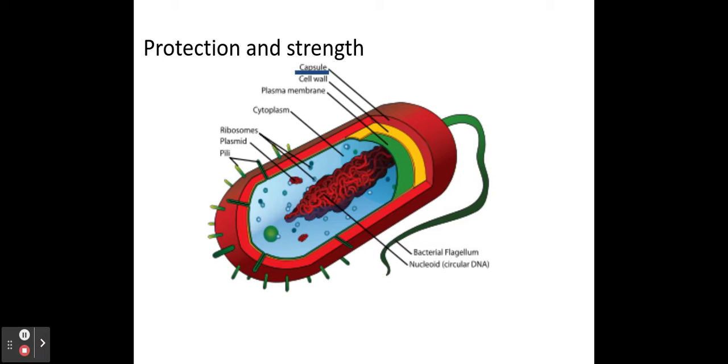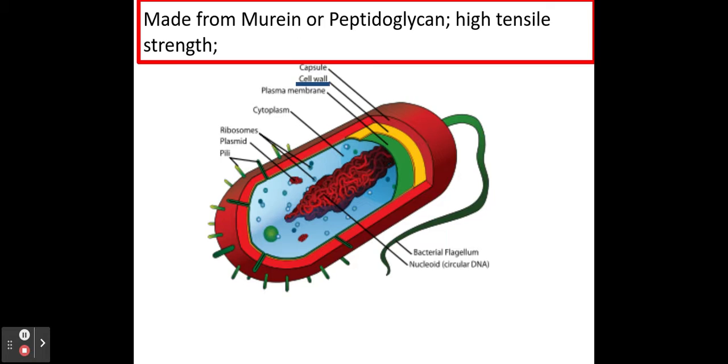So first of all, we have a capsule. It's not always present. So in an exam, I would always go with the cell wall, it being on the outside, but sometimes they can have capsules present, which are involved with protection and strength. Anything in a red box is taken from the mark scheme, and this is what you need to know. So cell walls in a prokaryote, these are made from either murein or peptidoglycan, and yes, you need to know those names, and they provide a high tensile strength for the organism and therefore protection.